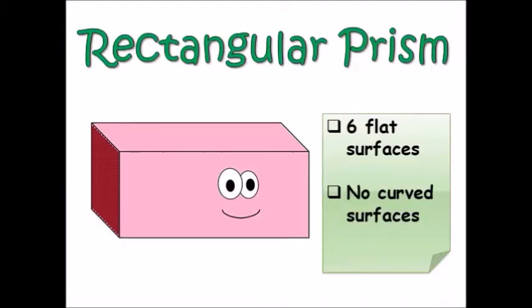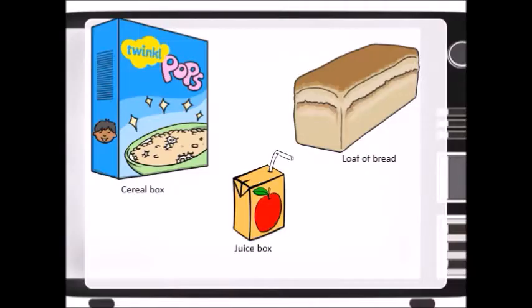This is a rectangular prism. It has 6 flat surfaces and no curved surfaces. A cereal box, juice box, or a loaf of bread look like a rectangular prism.